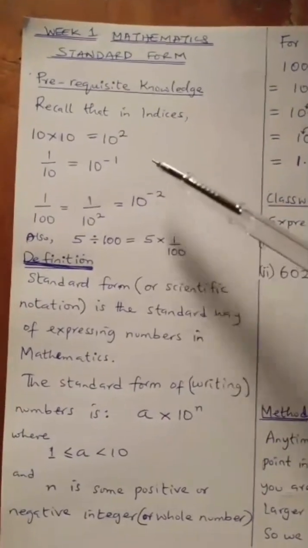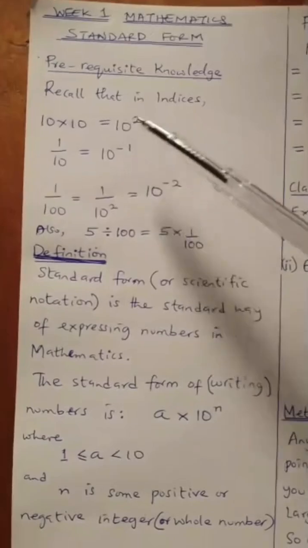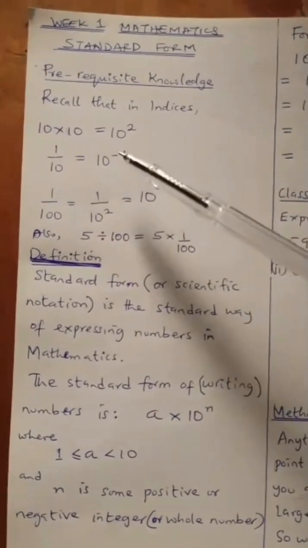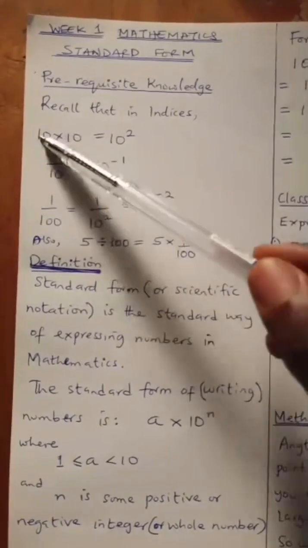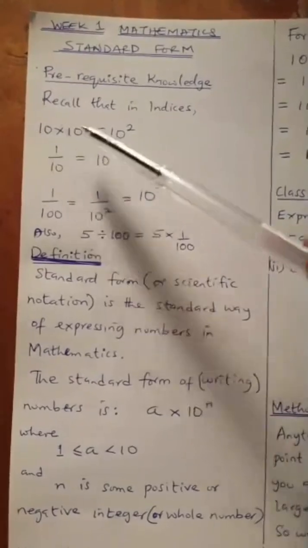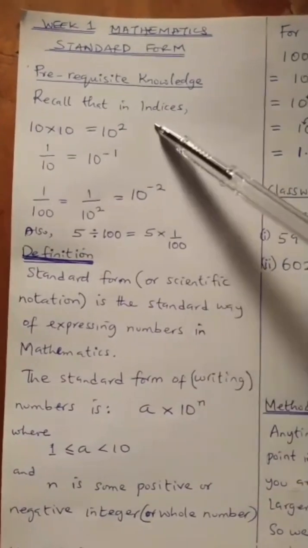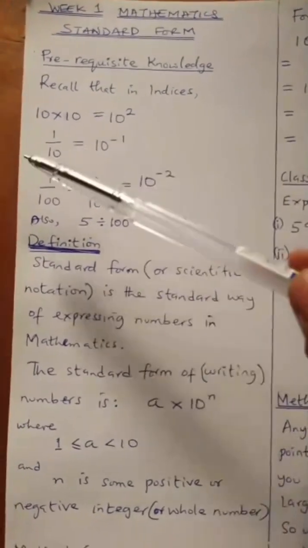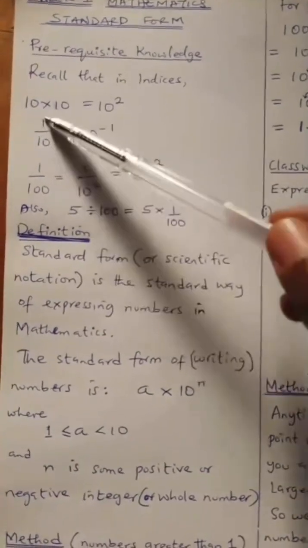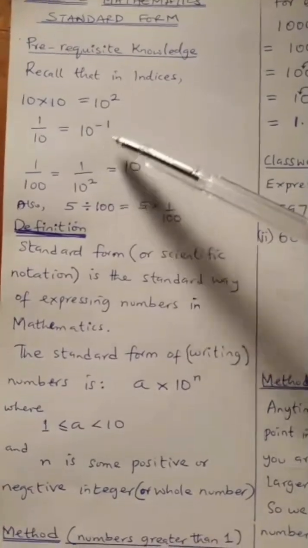You have to recall from indices that when we say 10 times 10, it means 10 raised to the power 2, right? So 10 times 10, we have 2 tens here, so that's 10 raised to the power 2. That means 10 on its own is the same thing as 10 raised to the power 1. 1 over 10 is the same thing as 10 raised to the power minus 1.